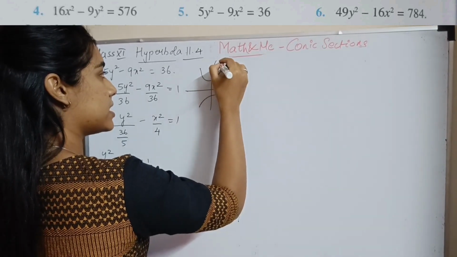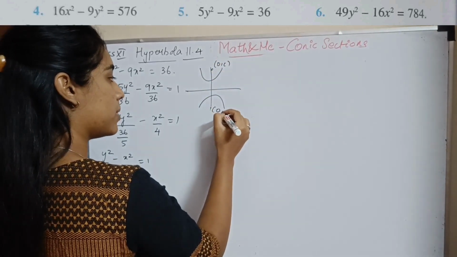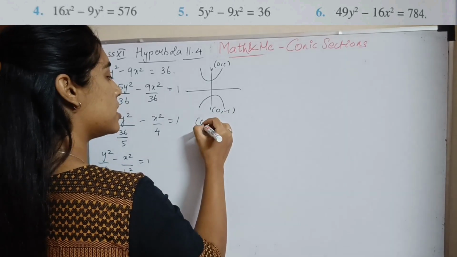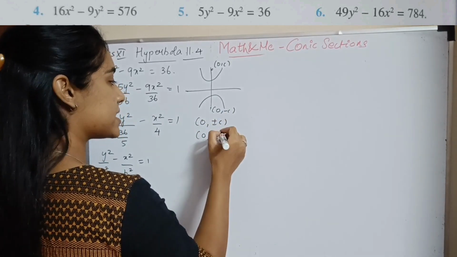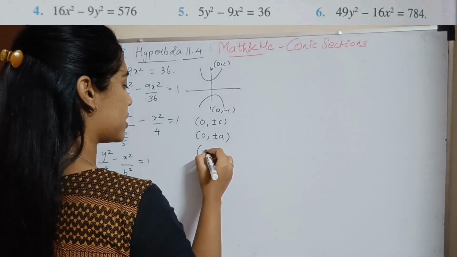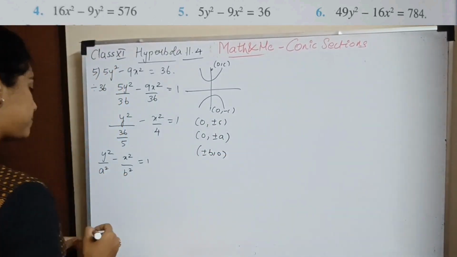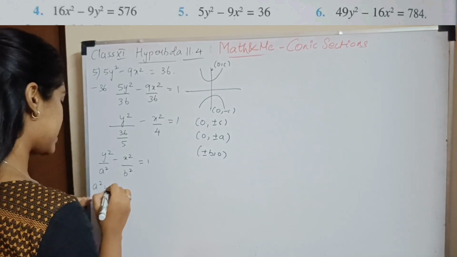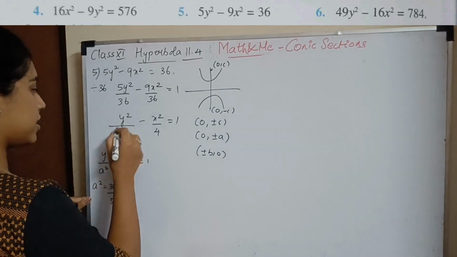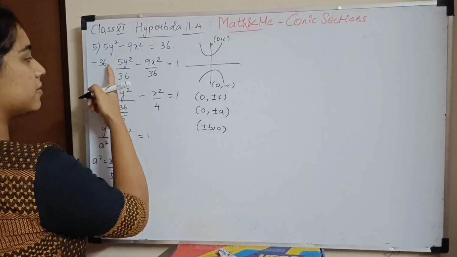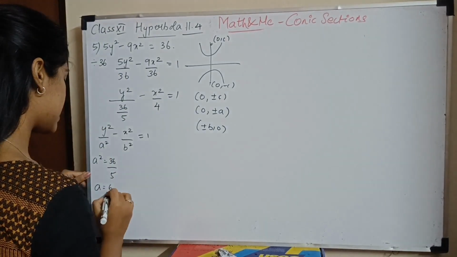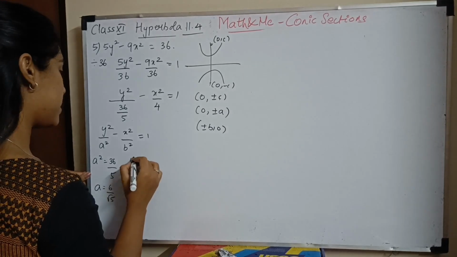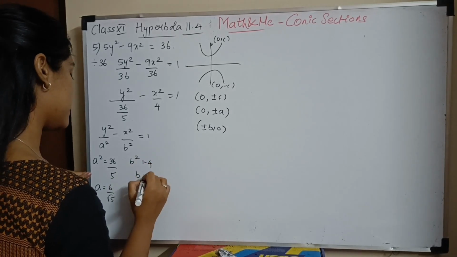So focus angle 0, c, 0, minus c. So how are your points? 0, plus or minus c, 0, plus or minus a and c lie on the same axis. Plus or minus b, 0. So now what is your a square? A square is 36 by 5, the whole of the denominator. Correct? 5 kilo vandaduna, it becomes 36 by 5. So a is 6 divided by root 5. What is my b square? 4. So b equals 2.